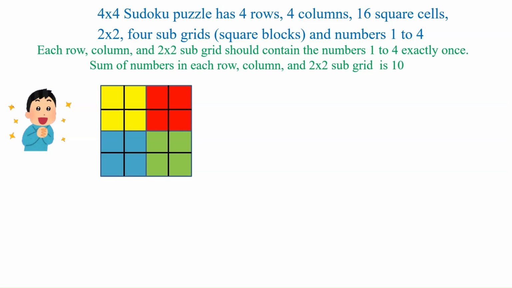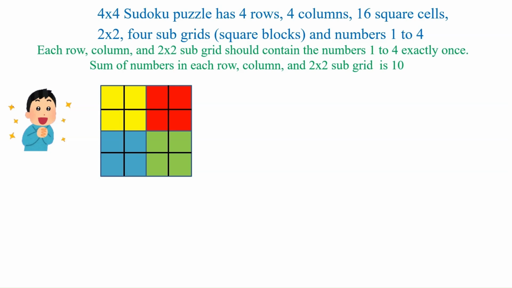A 4 by 4 Sudoku puzzle has 4 rows and 4 columns. Rows are horizontal. I'll name them as R1, R2, R3 and R4, and 4 vertical columns C1, C2, C3 and C4. There are 4 square grids. I have colored the 4 square grids in yellow, red, green and blue color. And the numbers 1 to 4 are used in this puzzle.